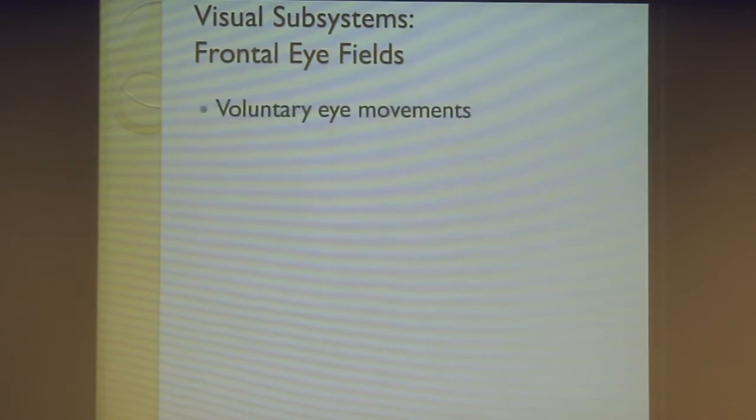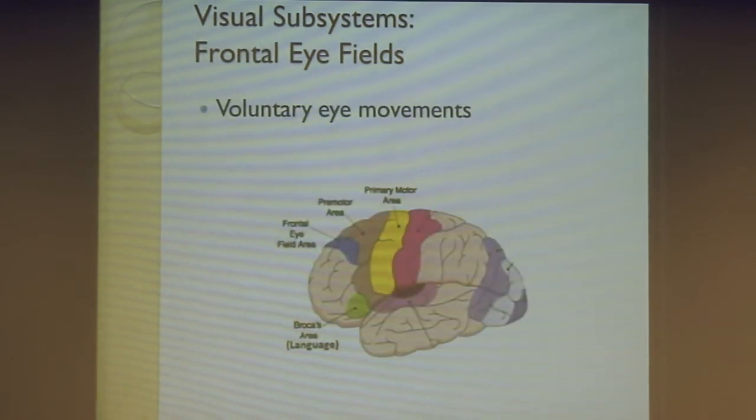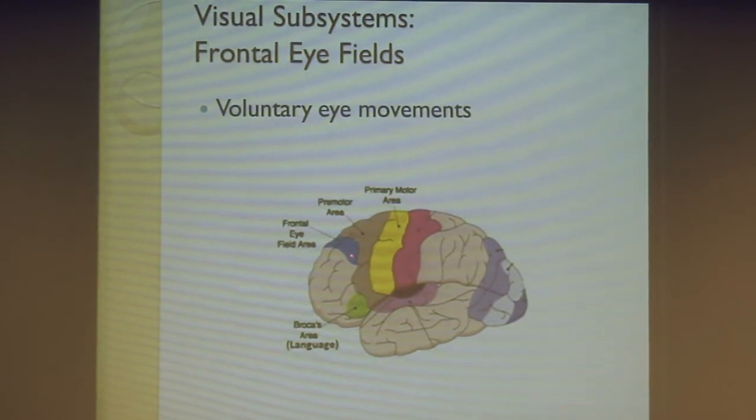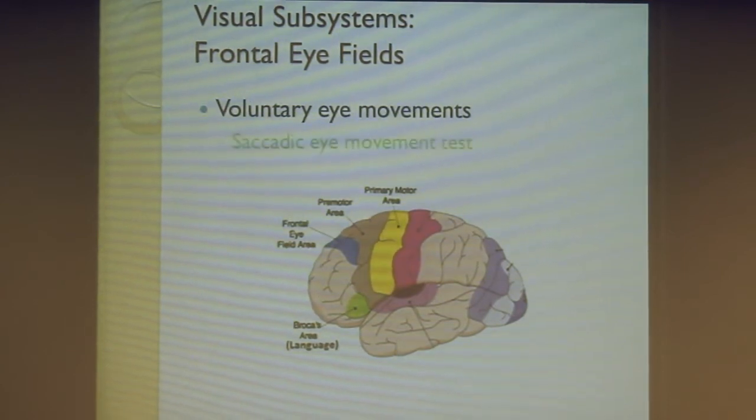And then something that I've always found interesting is the frontal eye fields. Now, you know the brain quite well by now. You know these are the frontal regions. This little area here is the frontal eye field area. And it controls voluntary eye movements. So deciding where you're going to look.